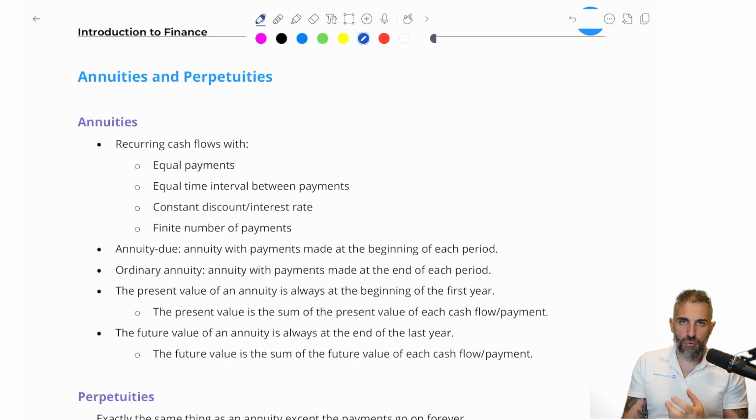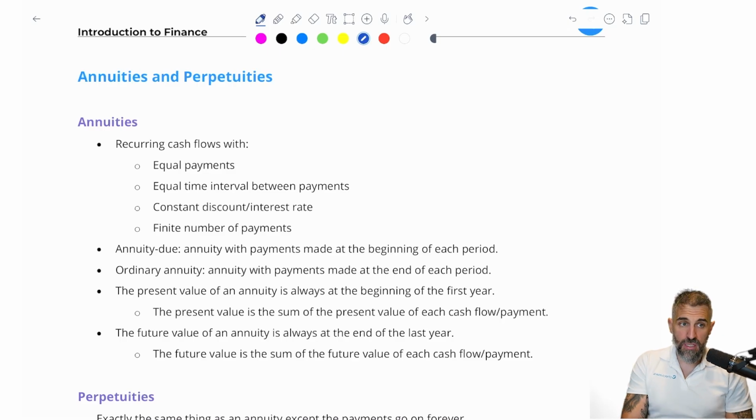So if you're solving a problem, and in the context of the problem, all of these conditions are met, then you are dealing with an annuity. And there's a set of formulas and a set of techniques that you employ when you're dealing with an annuity.